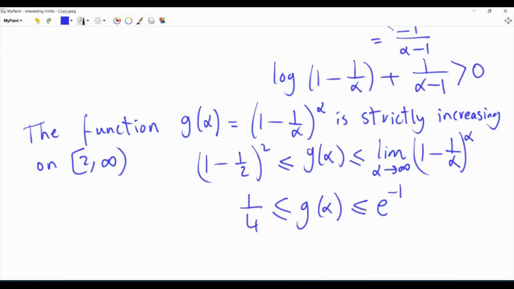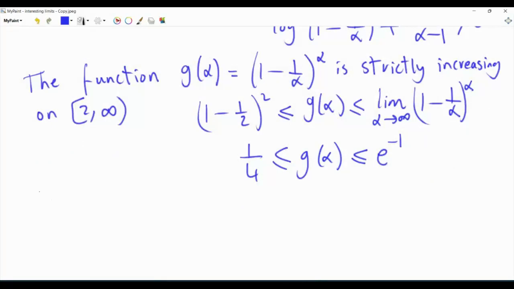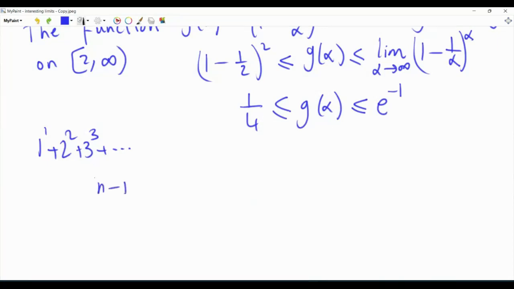This is a preparation so that we can bound the sum 1 to the 1 plus 2 to the 2 plus 3 to the 3 and so on. Let's use this to study the ratio (n minus 1) to the power n minus 1 over n to the power n. Note that in the summation of interest, (n minus 1) to the power n minus 1 will be the term before last, and the last term will be n to the power n. So we are investigating the ratio of these two terms here.